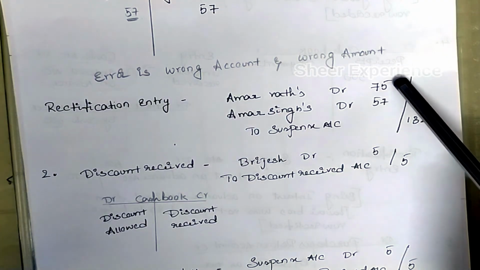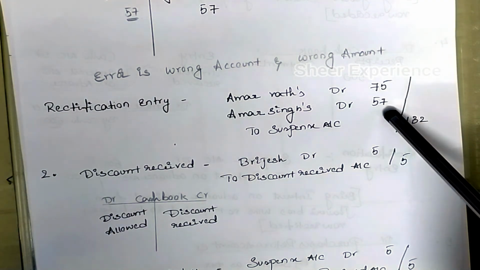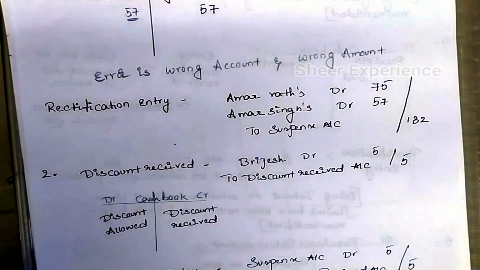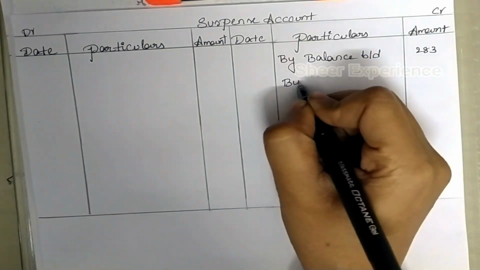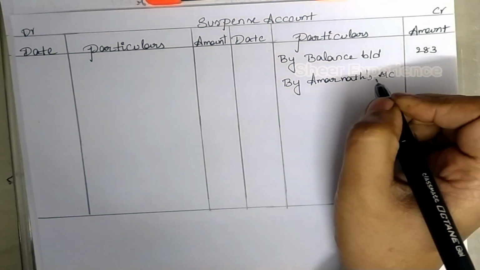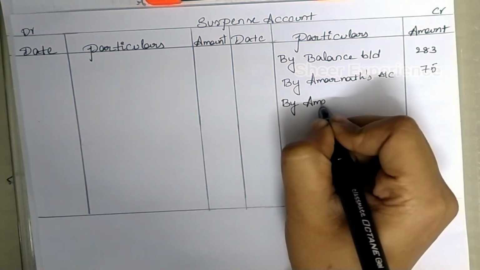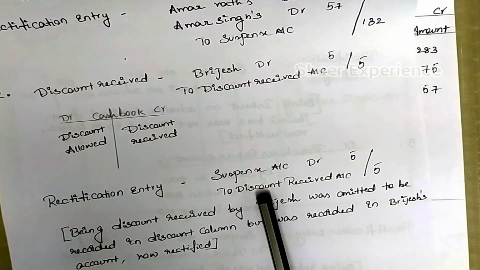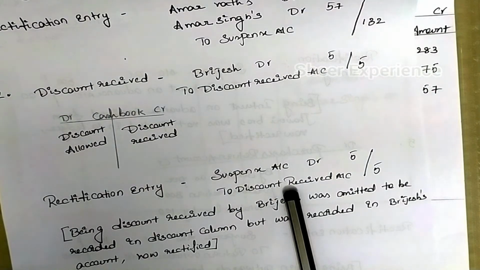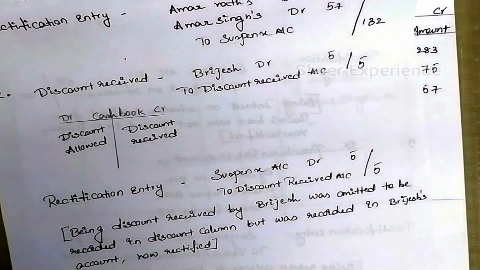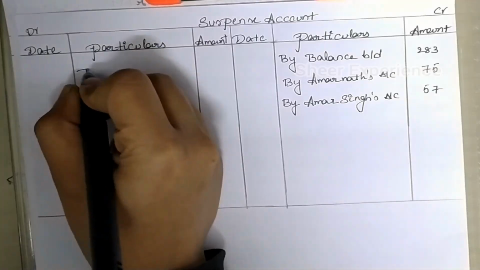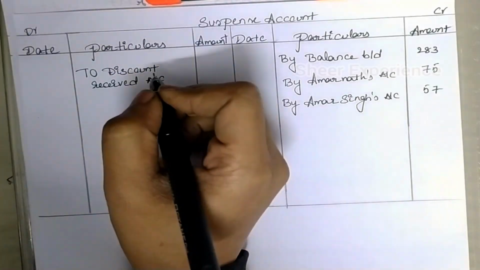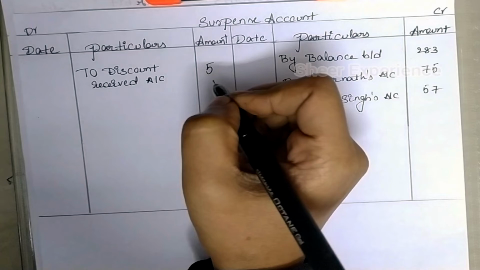In the first rectification entry, we have Amarnath and Amar Singh account debited. This we will mention on the credit side in the suspense account. Amount is 75 and 57. In the second rectification entry, we have discount received account credited. So we will mention it on the debit side of the suspense account. Amount is 5.